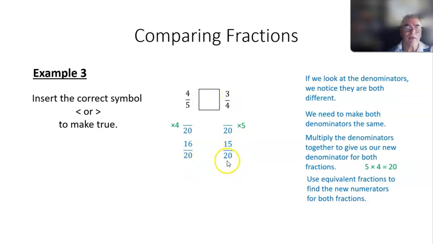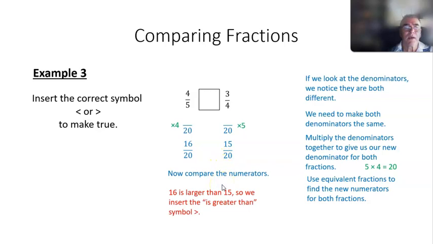Now that we've got both denominators the same, we can compare the numerators. 16 is larger than 15. So we insert the is greater than symbol, remembering the open part faces the larger one and the smaller part points towards the smaller one. So we have 4/5 is greater than 3/4.